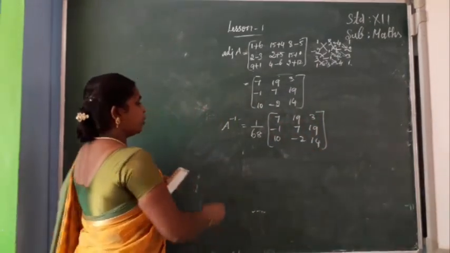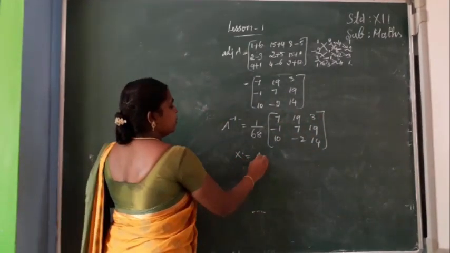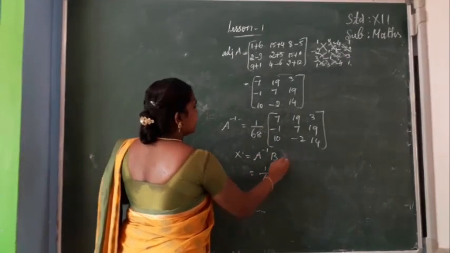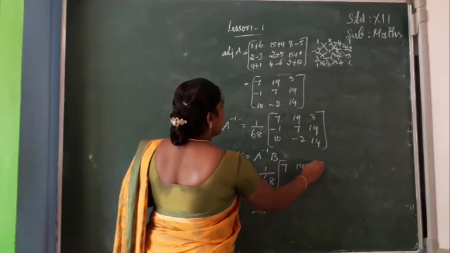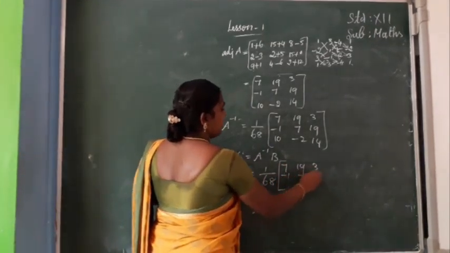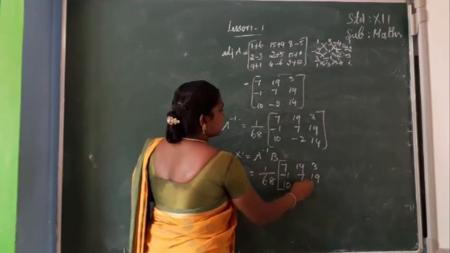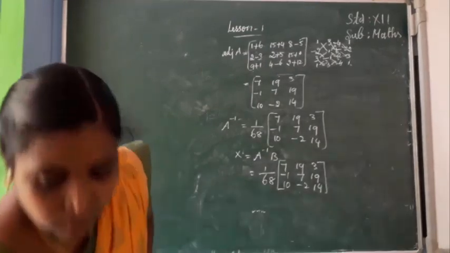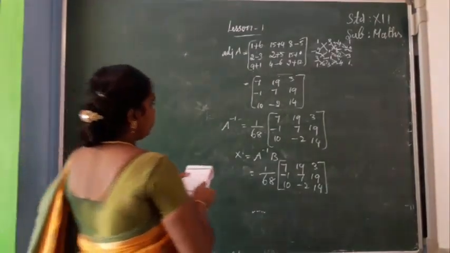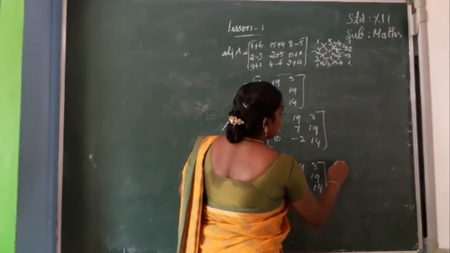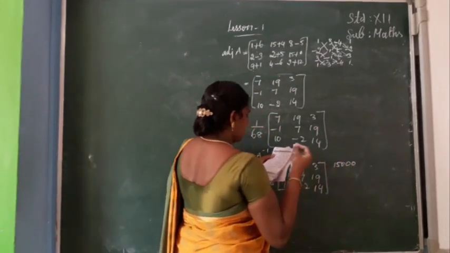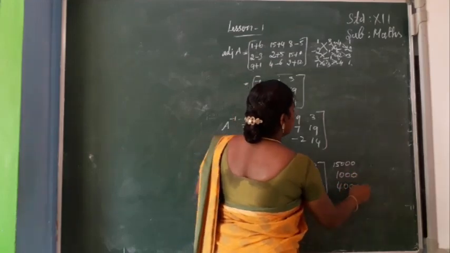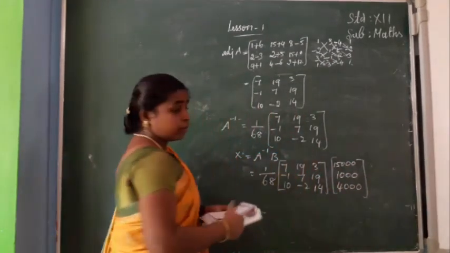Next, we have to find the solution. Solution is x equal to A inverse B. Here A inverse is 1 by 68 into the matrix 7, 19, 3, minus 1, 7, 19, 10, minus 2, 14, into B. So B is 15,000, next amount is 1,000, next one is 4,000. Okay, this is the third side now.